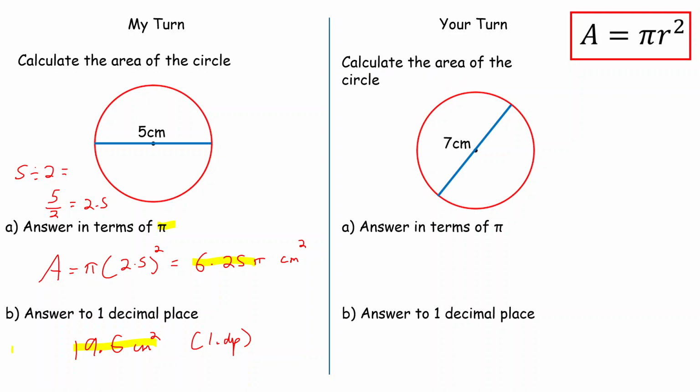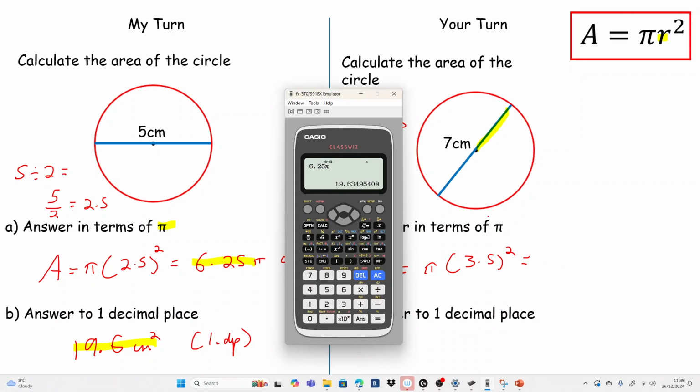Calculate the area of the circle, and let's go through this again. Again, the radius is what you need in the formula. You've got radius squared, so you've got to go and half 7. So you're doing 7 divided by 2, which is equal to 3.5. Now, area is equal to pi times the radius, which is 3.5, and then we're squaring 3.5. I'm just going to square 3.5 in the calculator.